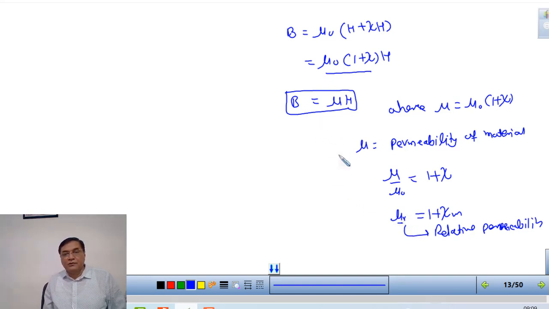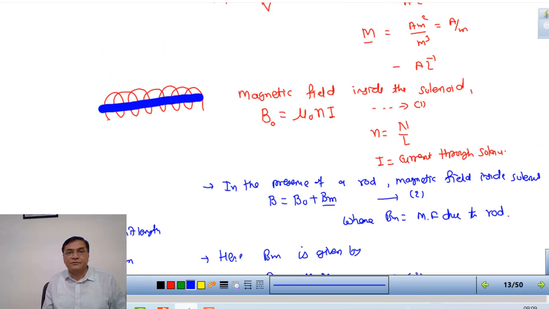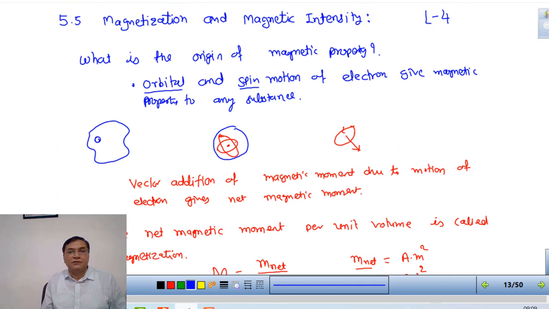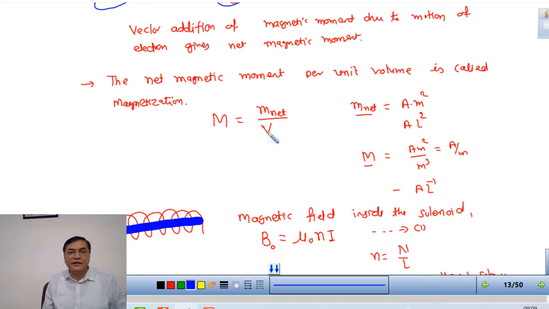So this, again I repeat. See, why is there a magnetic property? Because of the orbital and spin motion of the electron. If we add all these magnetic moments because of the electrons' motion, it gives the net magnetic moment. Net magnetic moment per unit volume is called magnetization. M is equal to M net upon V. Then we discussed different units. If you have a solenoid, then the magnetic field is equal to μ0 N i.